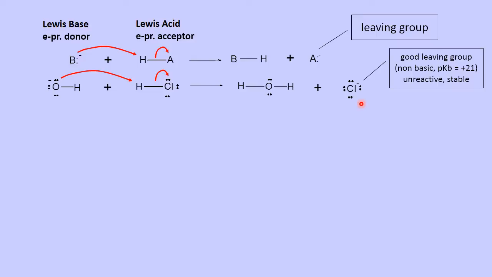Now, chloride is classified as a good leaving group. Good because it's non-basic. I mean, its pKb is plus 21. Compare that to the pKb of water, which is about 16. This is 10 to the 5 times less basic, and that makes it unreactive and very stable.